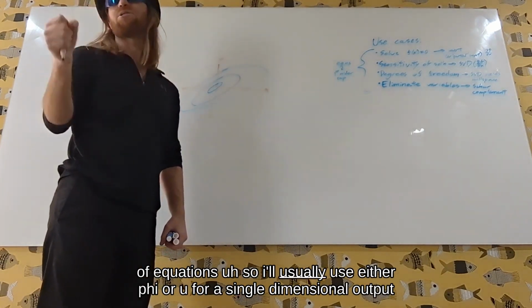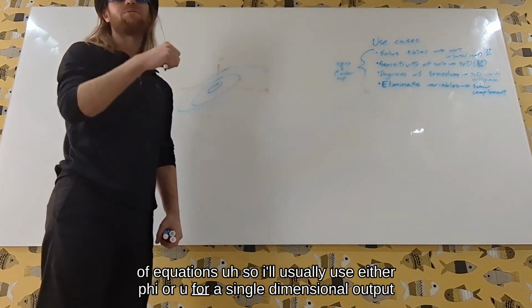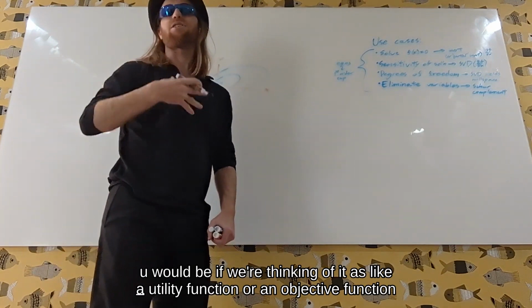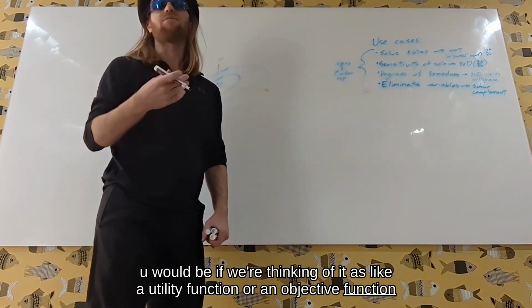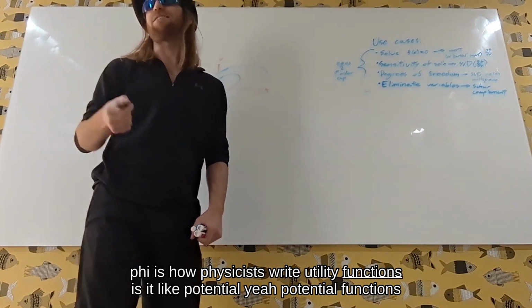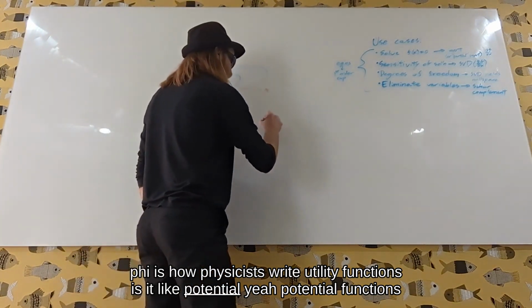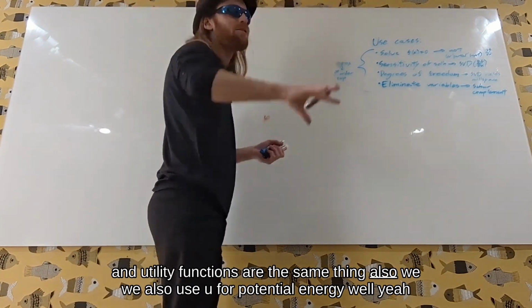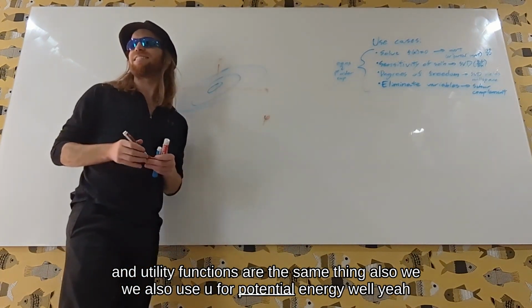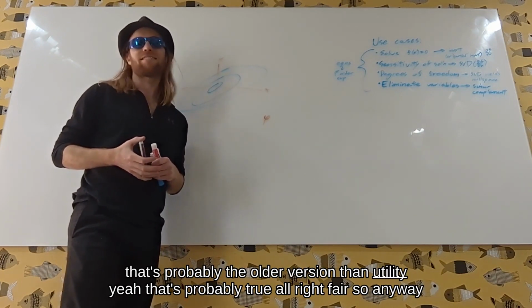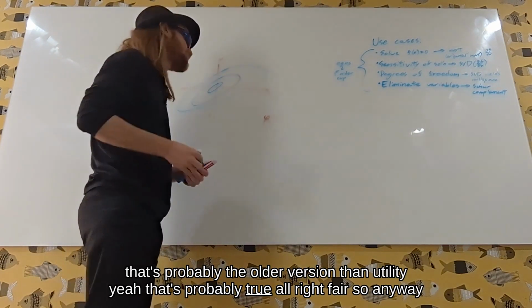So I'll usually use either phi or u for a single dimensional output. U would be if we're thinking of it as a utility function or an objective function. Phi is how physicists write utility functions. Potential functions and utility functions are the same thing. Well, we also use U for potential energy, which is probably the older version than utility. Yeah, that's probably true. All right, fair.